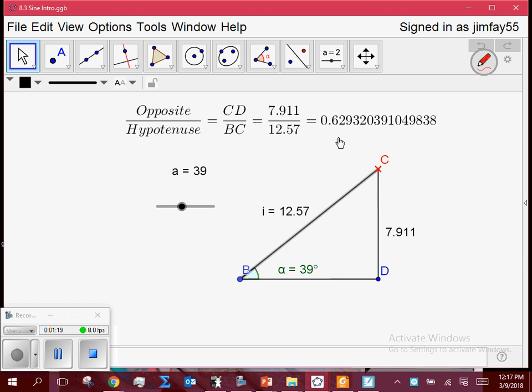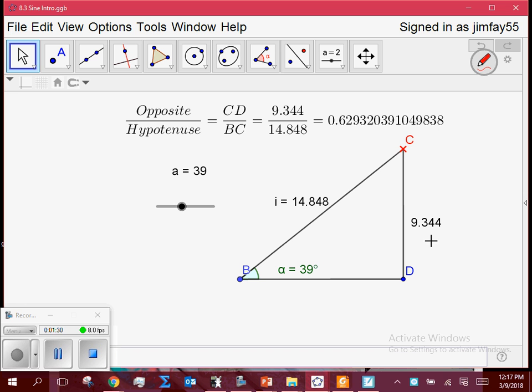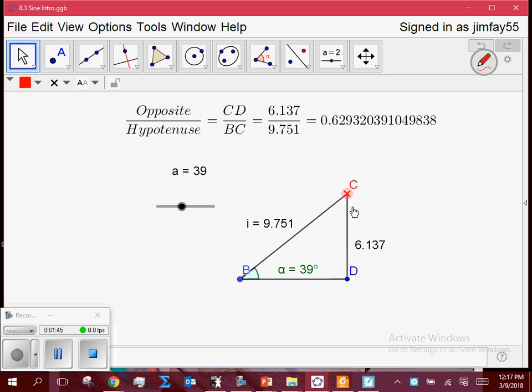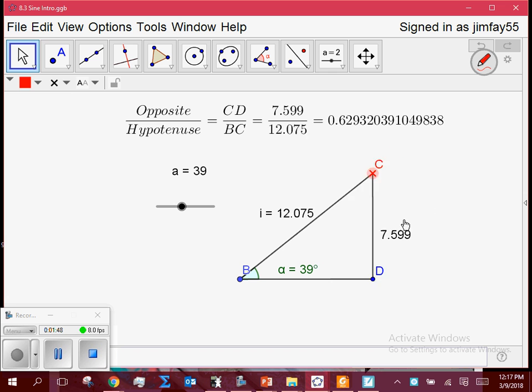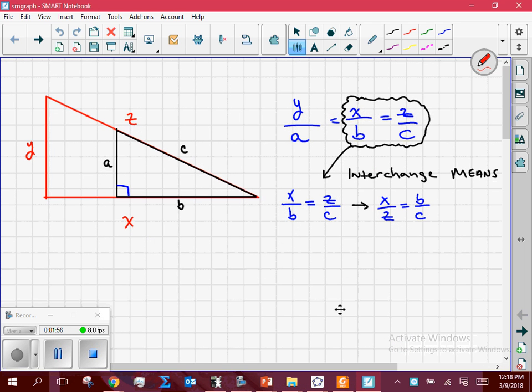Now the argument that we've been trying to prove to you is the fact that it doesn't matter the size of the triangle. Obviously, these lengths change, but if I were to take my calculator, which is what GeoGebra is doing, it's taking 9.344 and 14.848, it's dividing them, and it's giving me this quotient. Does that 0.6293 number ever change, even though the numerators and denominators change? The reason for that is the similarity statement here.